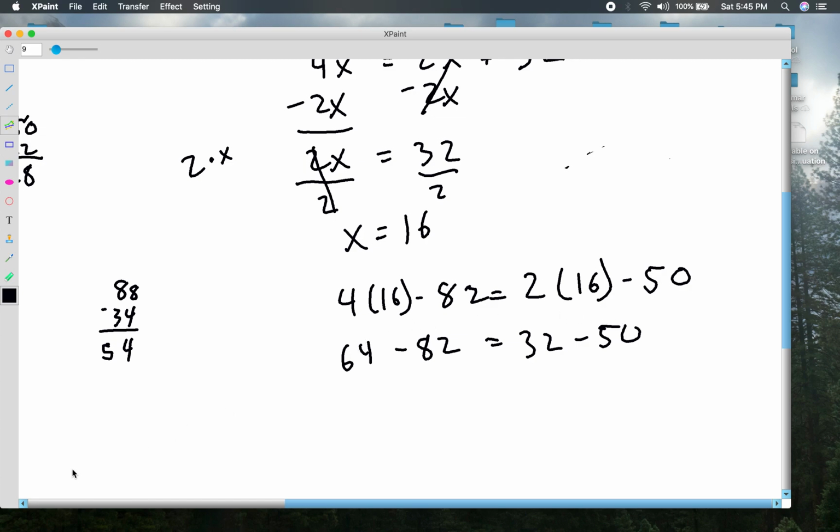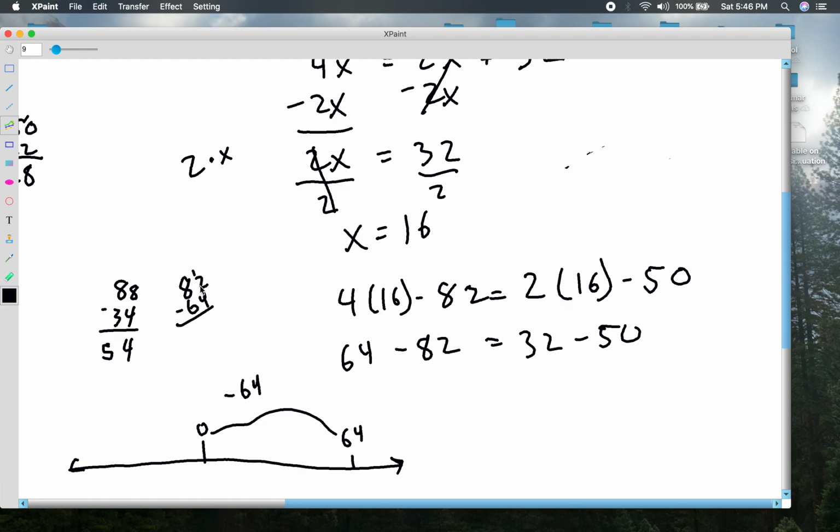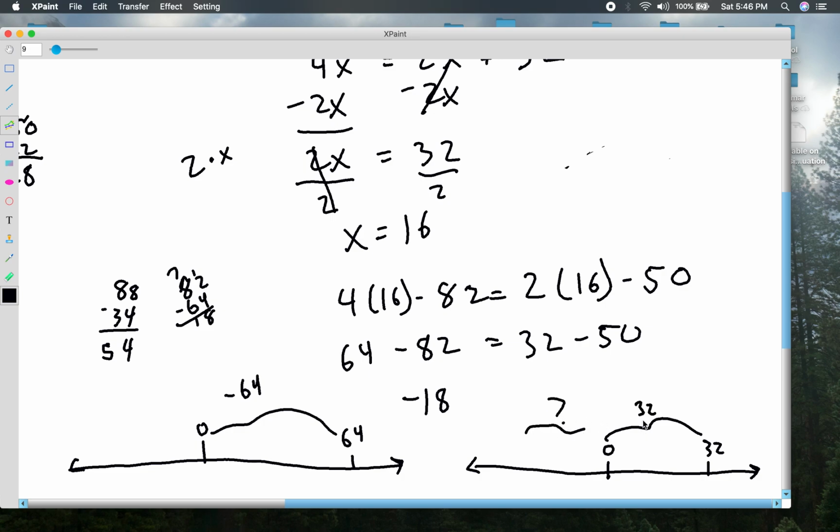And let's see, if I'm at 64, I'm subtracting 82, taking away 64 here, how much more do I have to get to? I find that by subtracting 64 from 82. I get negative 18. And if I go over here, same thing. I'm at 32 on the number line. I can subtract 32, but that only gets me to 0. How much more do I need to subtract? So I find that by subtracting 32 from 50.